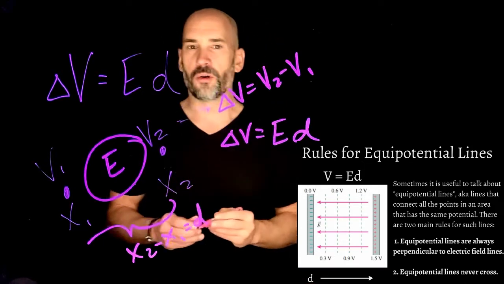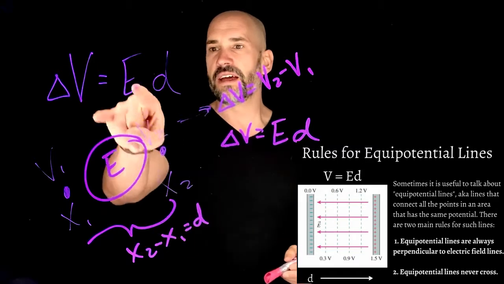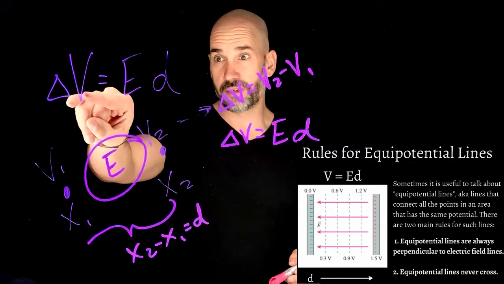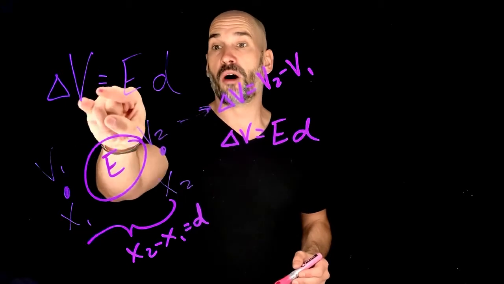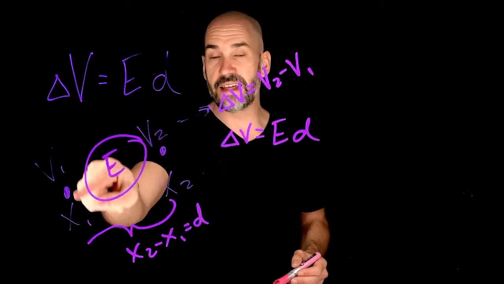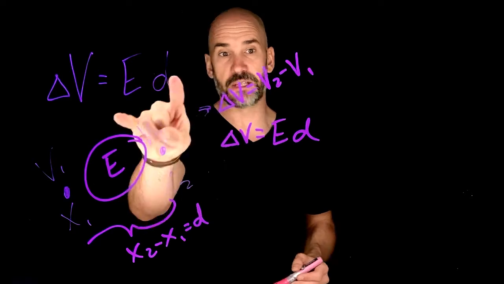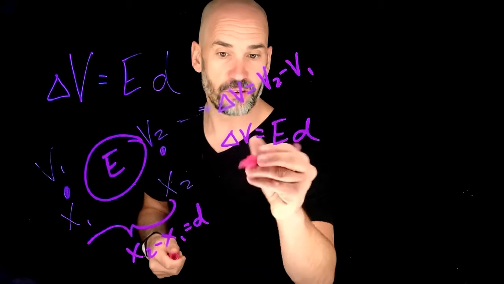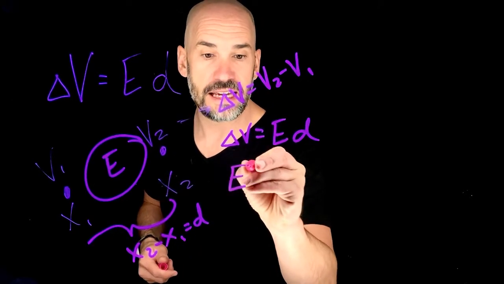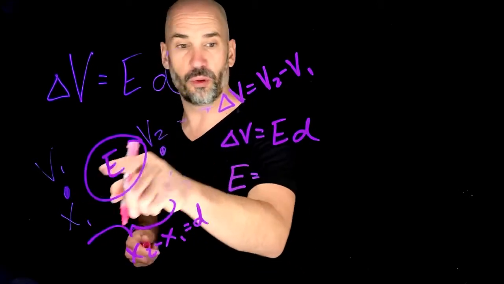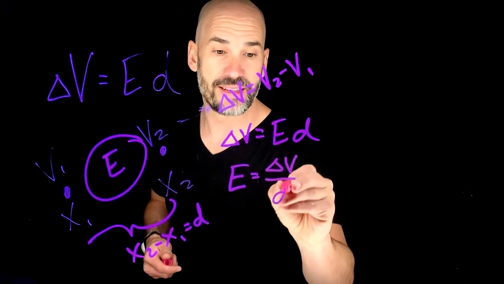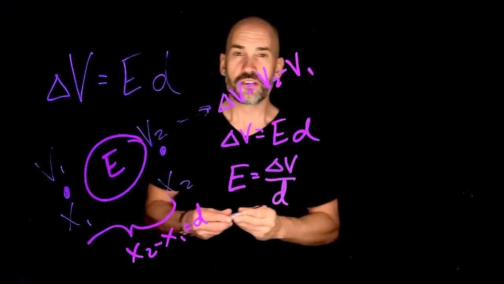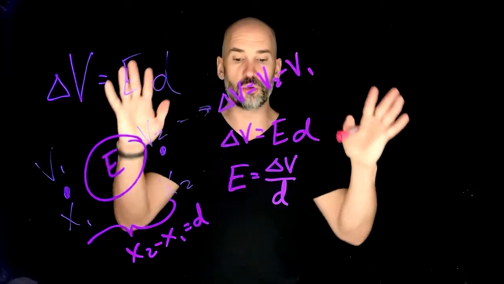Okay? So once again, we can determine the electric potential by multiplying the electric field in that space times the distance, and vice versa, I can just solve for E. The electric field in a certain space between two points is just equal to the change in potential between those two points divided by the distance between them. Okay? So now we've found a way to link these two worlds.